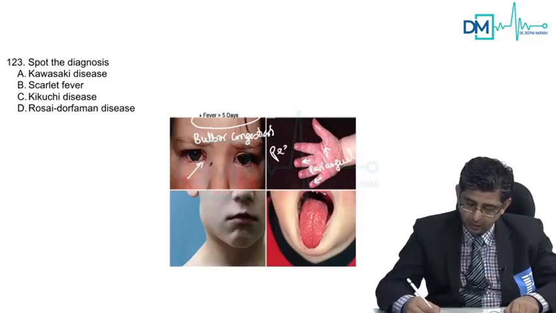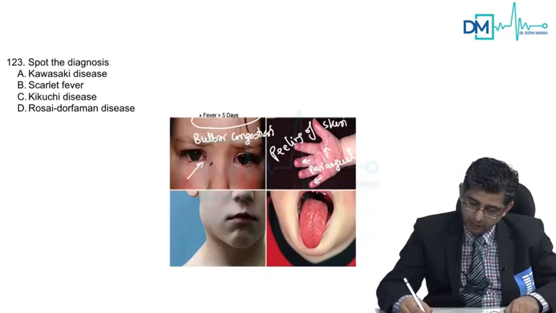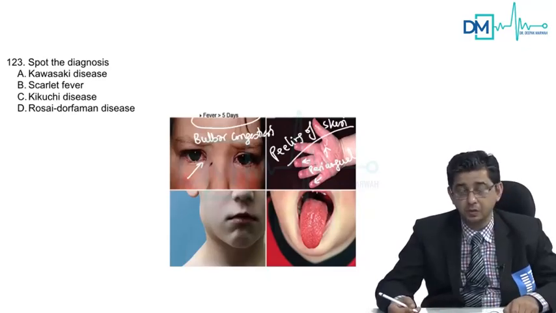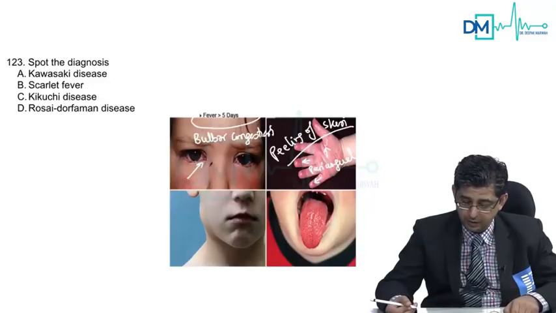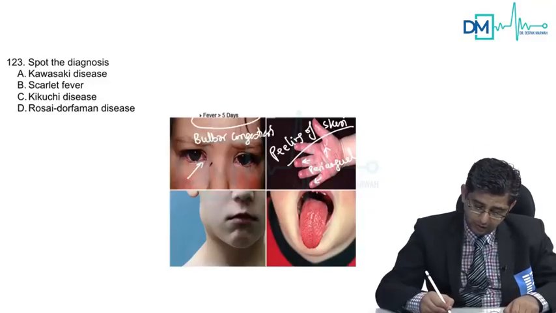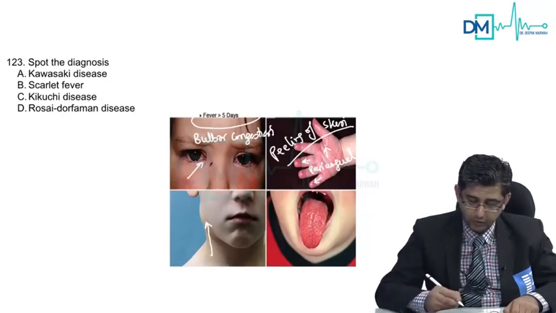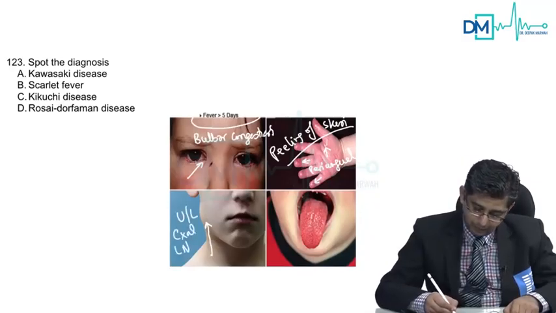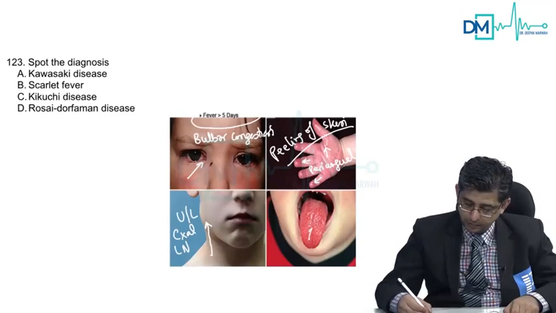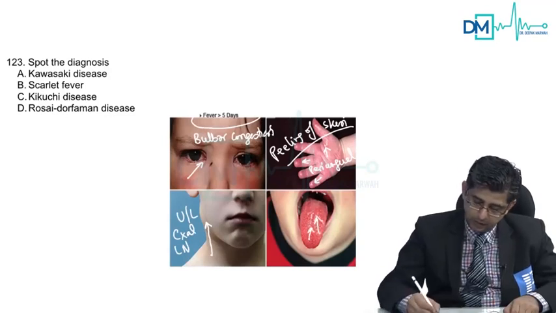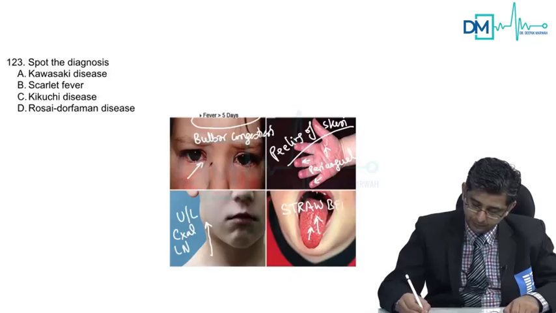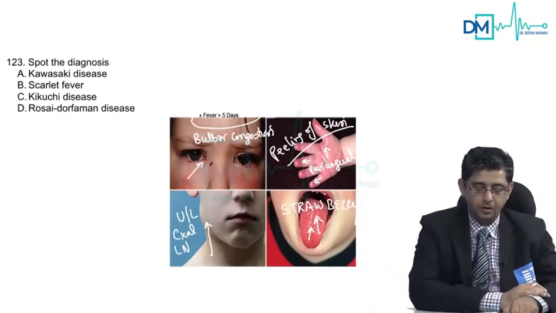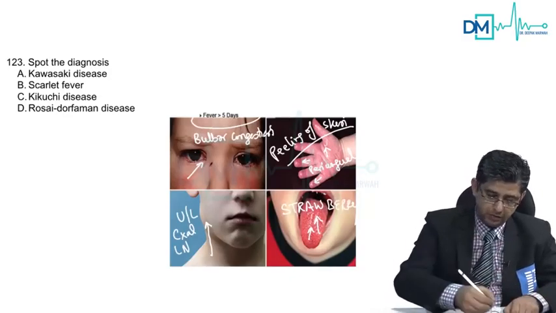Peeling of the skin is a feature that is always seen in patients who have Kawasaki disease. Then you can see cervical lymphadenopathy, unilateral cervical lymphadenopathy. Then you can notice strawberry tongue. So considering all the possibilities in the question, the correct diagnosis is alpha.